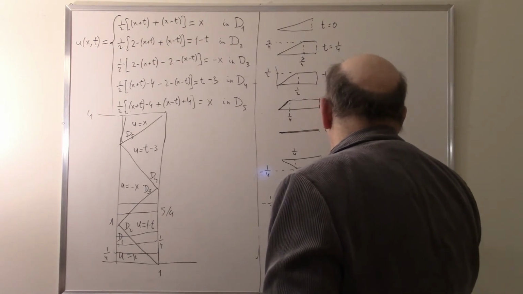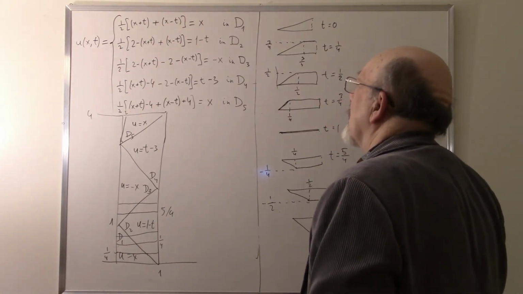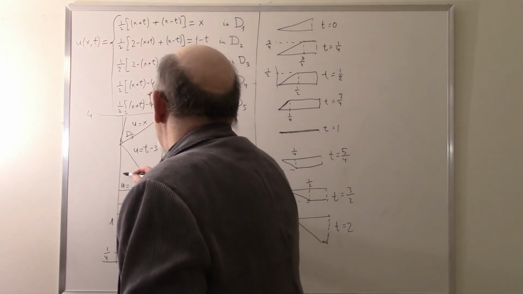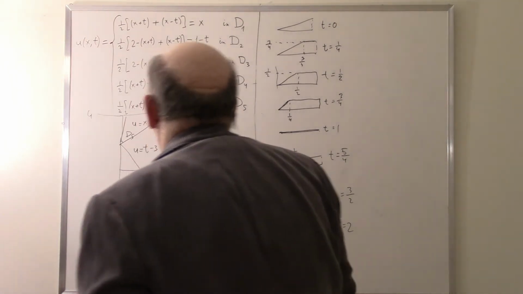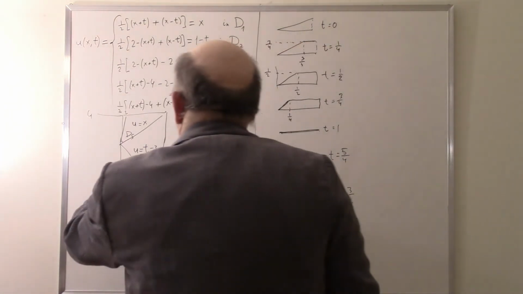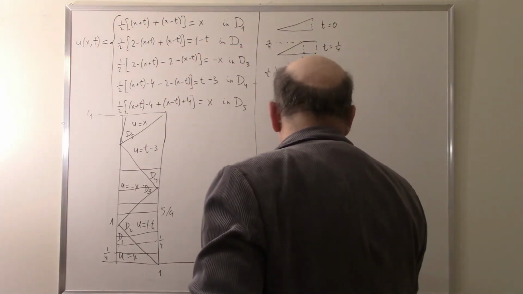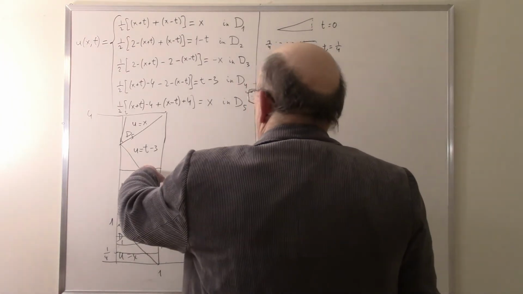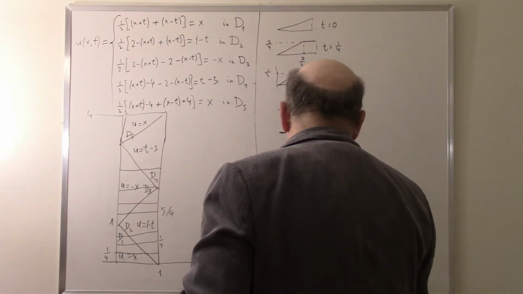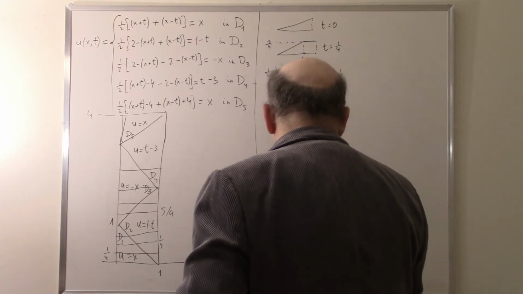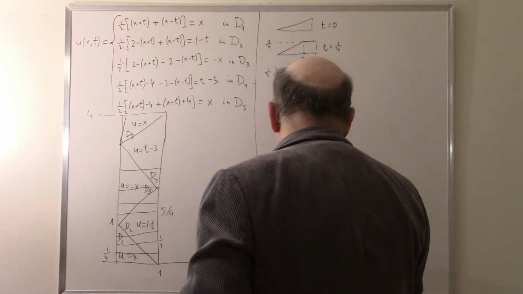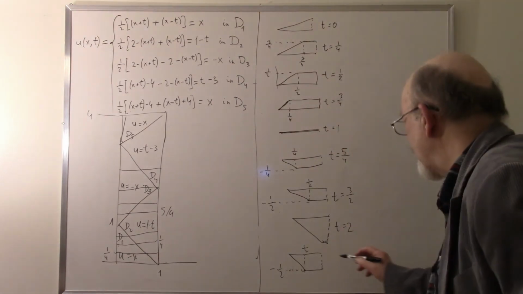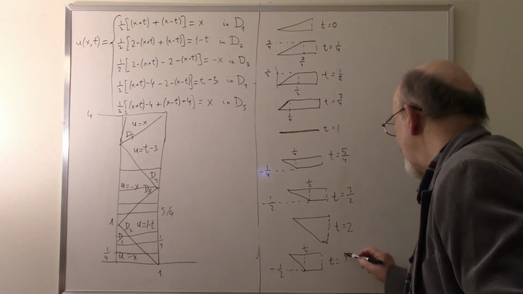It is for t equal 2. No, now it is here. Now here, if you take 2.5, then here it is minus x. And here it is 2.5 minus 3, it is minus 1/2. So it is 1/2 minus 1/2. Yeah, it is t equals 5/2.